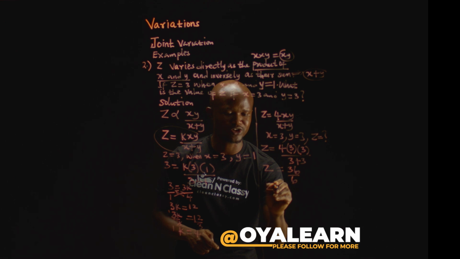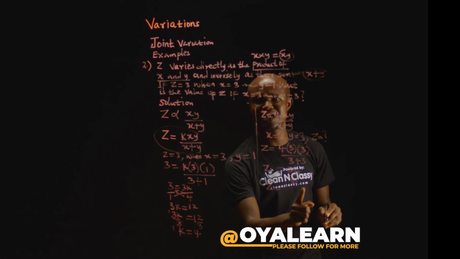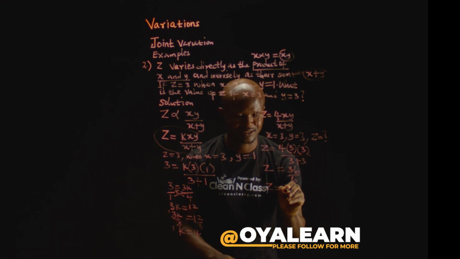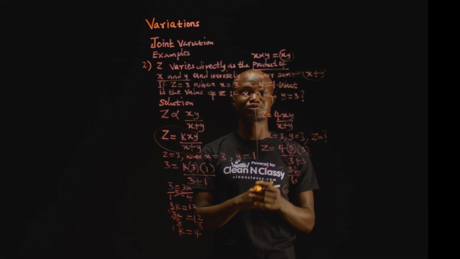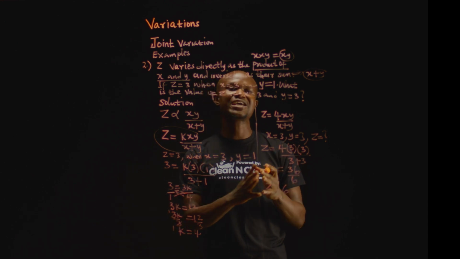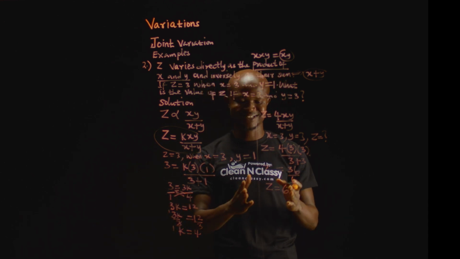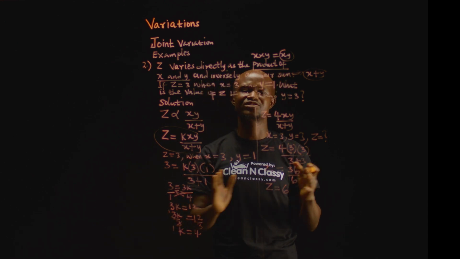So Z equals 36 divided by 6. What do you have? 6. So Z equals 6. It means that when X equals 3 and Y equals 3, the value of Z is 6. That is the solution to the problem.